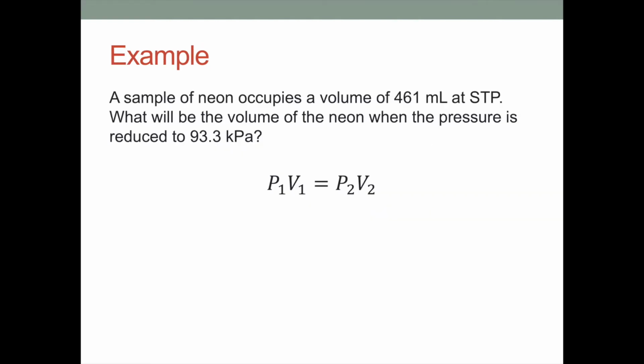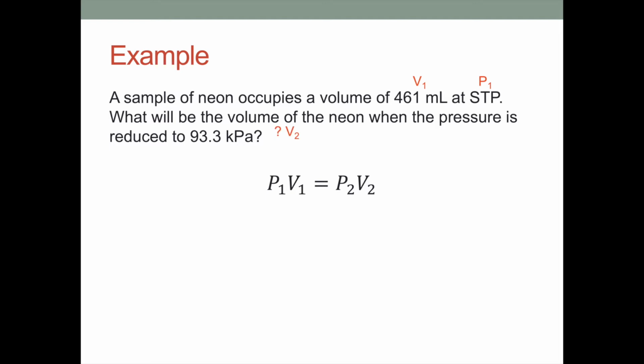So here's an example of Boyle's law. A sample of neon occupies a volume of 461 milliliters at STP. What will be the volume of the neon when the pressure is reduced to 93.3 kilopascals? Here you can see that we're given all units of pressure and volume. At the beginning we have 461 milliliters. We'll call this V1. The pressure associated with it is standard pressure.